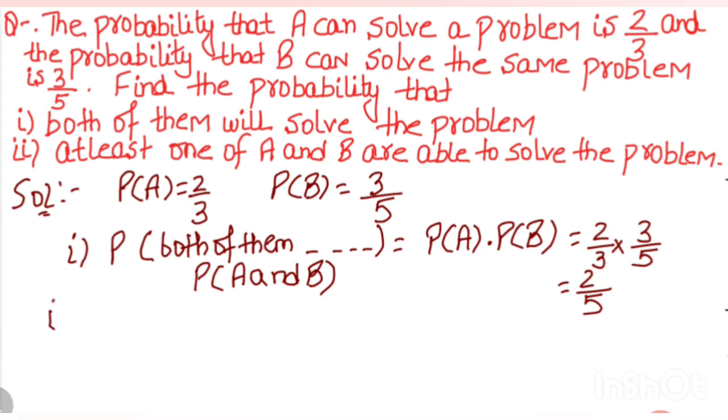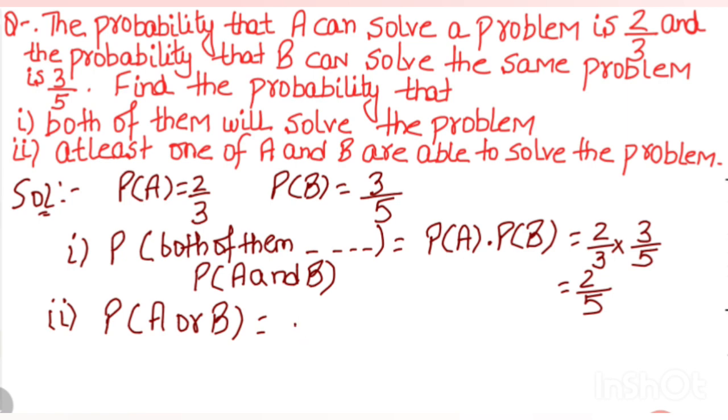Okay. Now the second case is at least one of A and B are able to solve the problem. Now the question is asking probability of A or B. That means at least one of A and B are able to solve the problem. So it is asking probability of A or B. Okay. So or both of them can solve the problem. Okay, at least means either A or B or both of them are able to solve the problem.